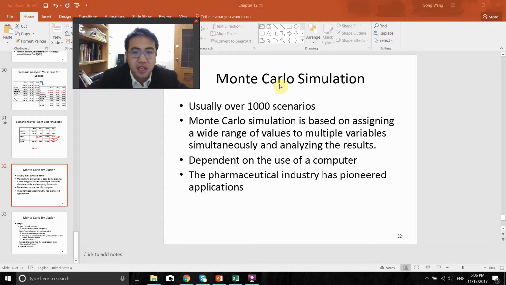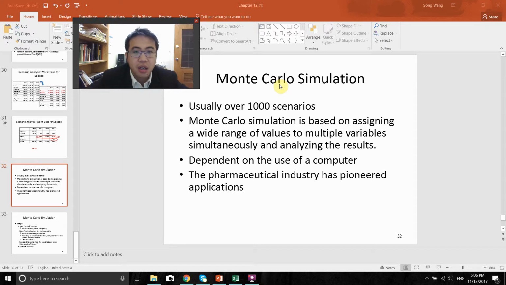Each scenario has different numbers for sales and for costs, and each scenario should have a different number for NPV. And then you would have 10,000 different NPVs from 10,000 scenarios. And then you're going to conduct analysis. Once again, you're going to calculate the expected NPV and the standard deviation of NPV based on these 10,000 NPVs. So it's just a much more comprehensive scenario analysis.